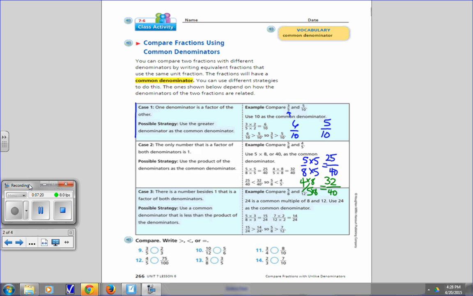So you multiply the denominators together when the only number that is a factor is 1. Nothing else will go into those numbers.